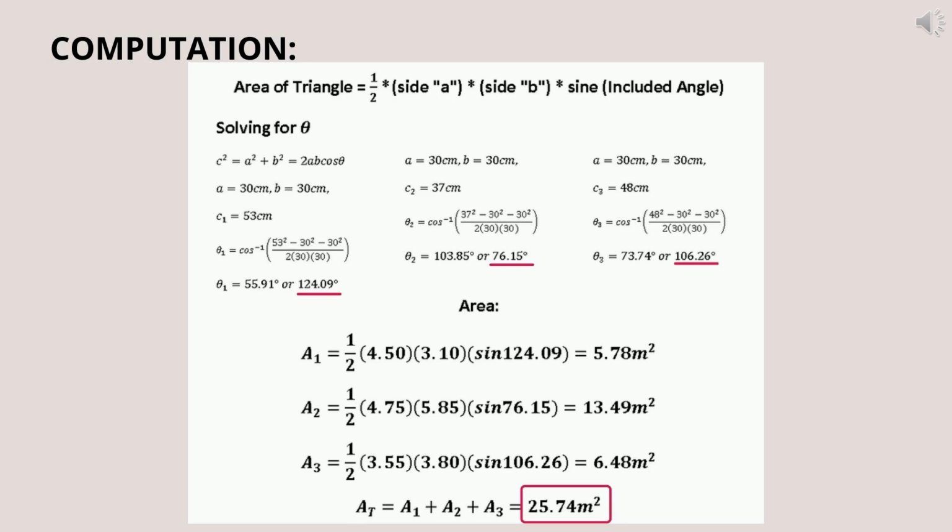Number 5. Repeat steps 3 to 4 for the chosen second and third triangles of the polygon. To determine the whole area of the polygon, take the summation of areas A1, A2, and A3.